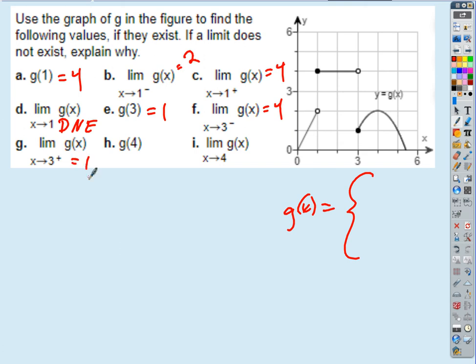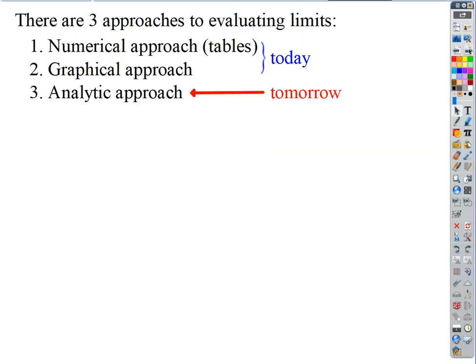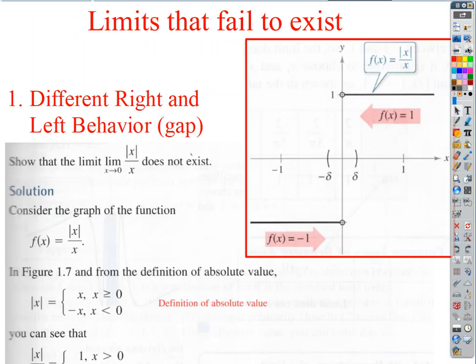What's g of 4? 2. What's the limit of g of x as x approaches 4? 2. Do you see that? Okay, that two-sided limit exists because the limit from the left and from the right are the same thing. They're both 2. Okay. Good.